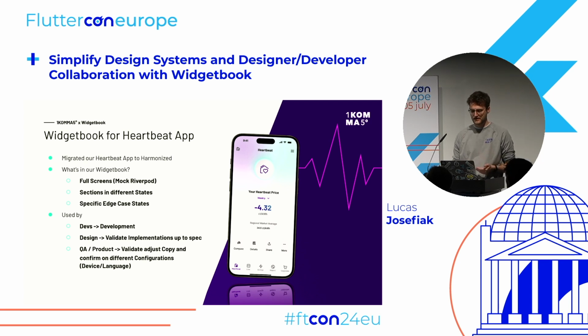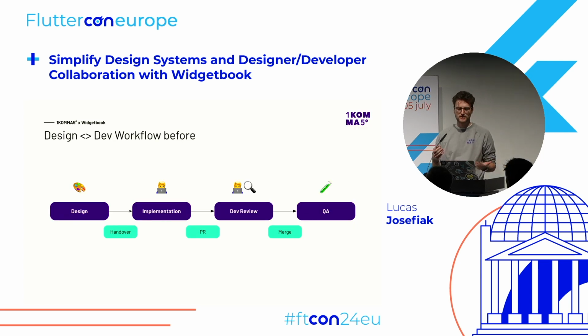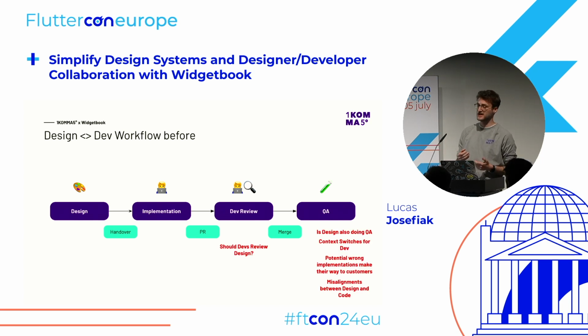And then how does our workflow look? This is what our workflow looked like before we had Widgetbook. And so design, hand it over to the implementation. We create a PR, we do a development review, we merge it, and then QA takes over. This poses some problems because in our experience, this tended to have our developers looking at the code implementation and saying, oh, does this look really nice? Why doesn't it look like this? Developers tend to do this.